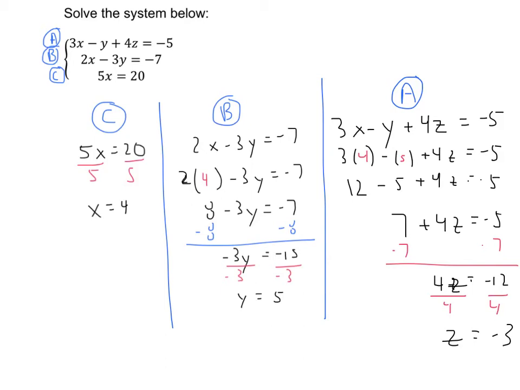And there we've done it. We have solved our system, and our answer is the ordered triple (4, 5, negative 3). That's our ordered triple.